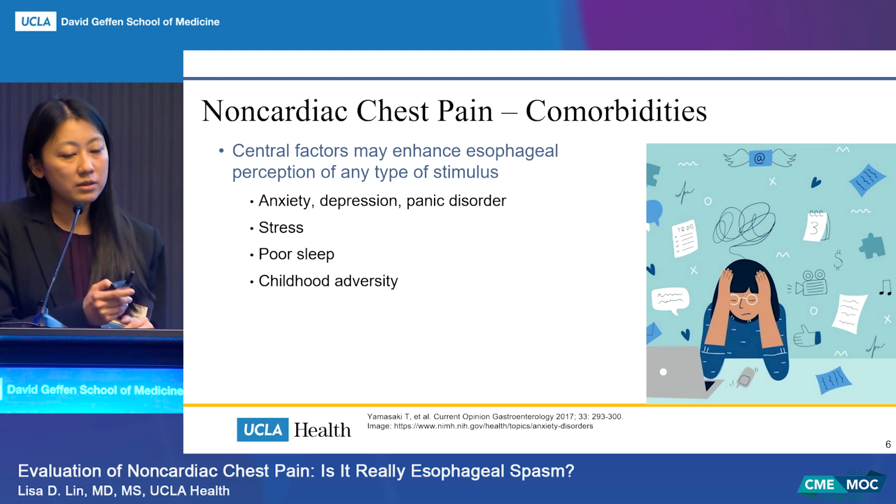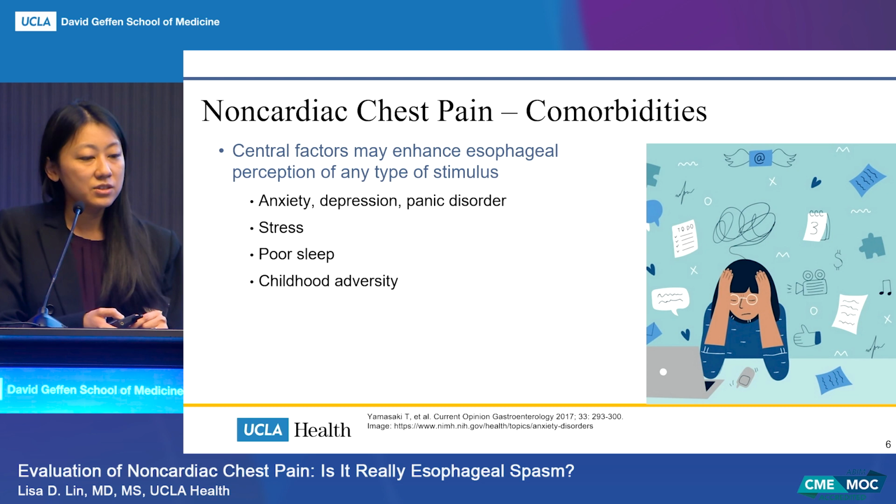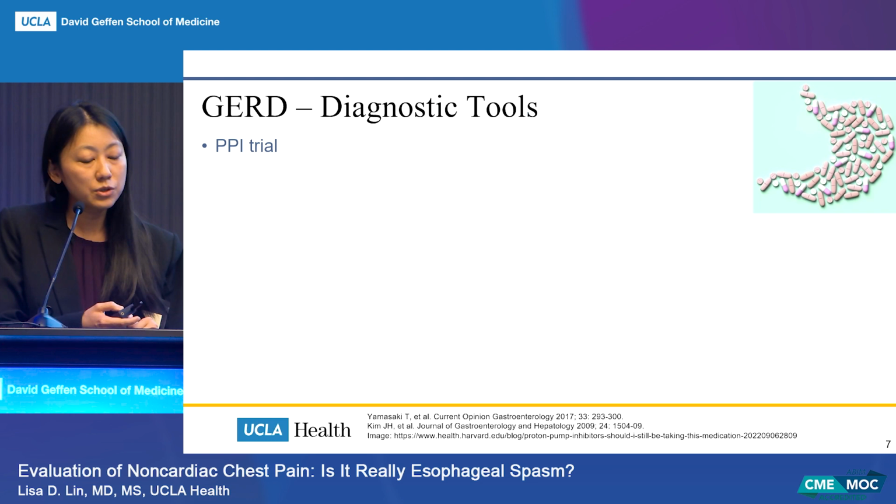There are a lot of comorbidities associated with non-cardiac chest pain, including anxiety, depression, panic disorder, stress, poor sleep, and childhood adversity. These central factors are thought to potentially enhance esophageal perception to any type of stimulus, including acid and fluid. So you'll see these as common comorbidities.